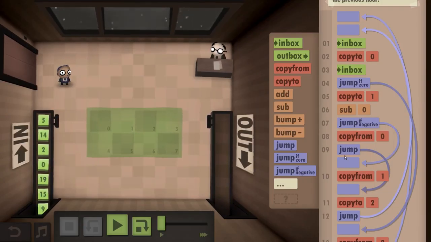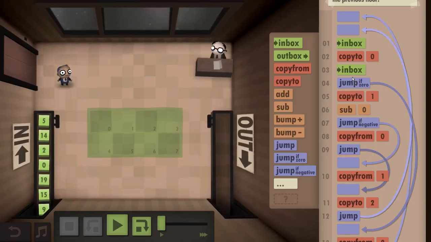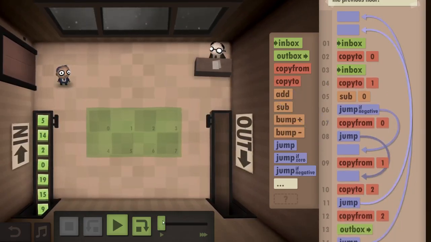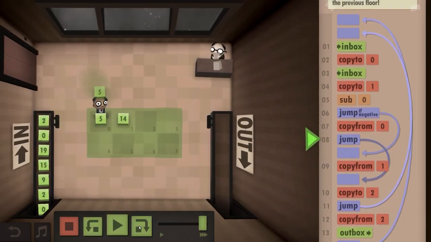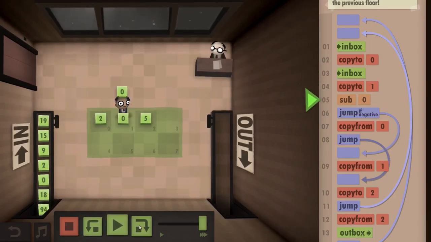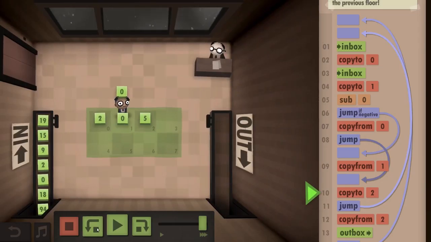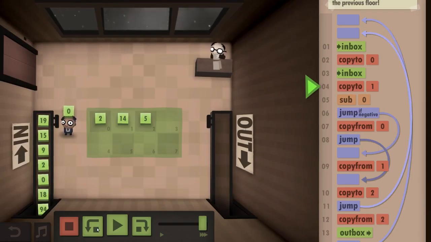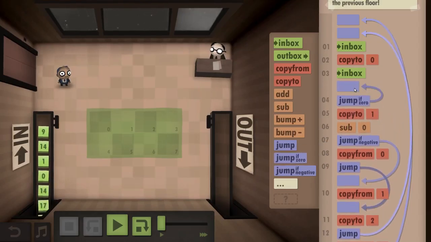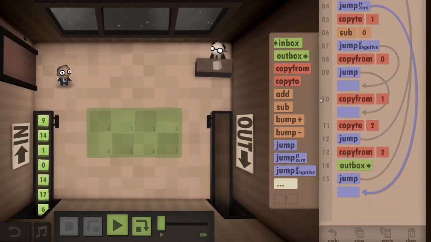So if that number is zero, you've got to go back in. Because if it's an odd number of things, because you still have to compare them. Oh my God. Get rid of this for a second. Alright, it's negative, so it goes there, copies from one, throws into there, and then back to the start, which is not right.